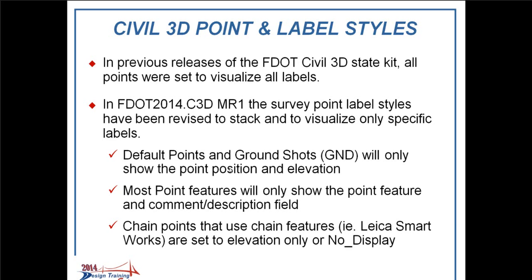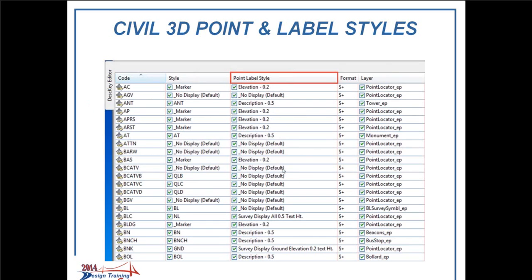Default points and ground shots will only show the point position and elevation. Most point features will only show the point feature and comment description field. And chain points that use chain features, like a SmartWorks for instance, are set to elevation only or no display.